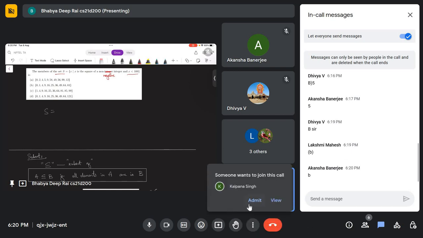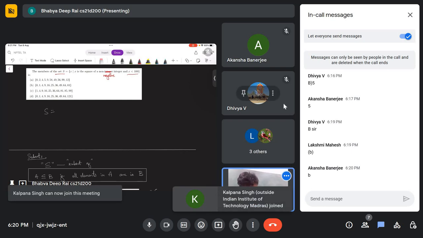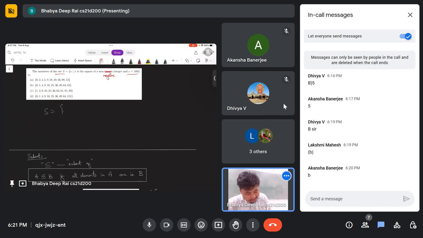S could be the square of a non-negative integer. So the first non-negative integer is 0. Square of a non-negative integer is 0 itself, and it is less than 100. Next we have 1, which is the next non-negative integer. The square is 1 itself, which is less than 100. It is a member of the set. Next we have 2 squared, which is just 4, and 4 is less than 100. So this property is satisfied. It is a member, and we keep going on. Next is 3 squared, which is 9. 9 is less than 100. Good.